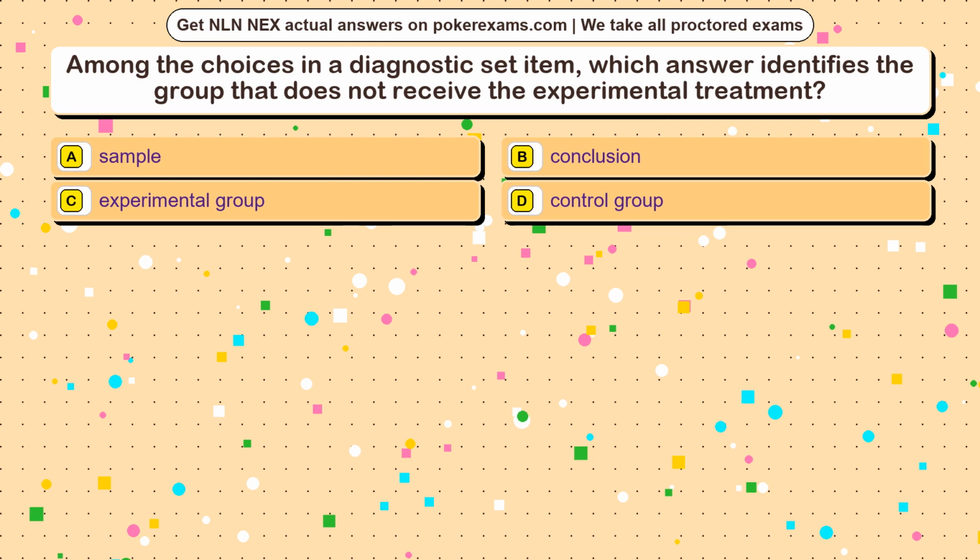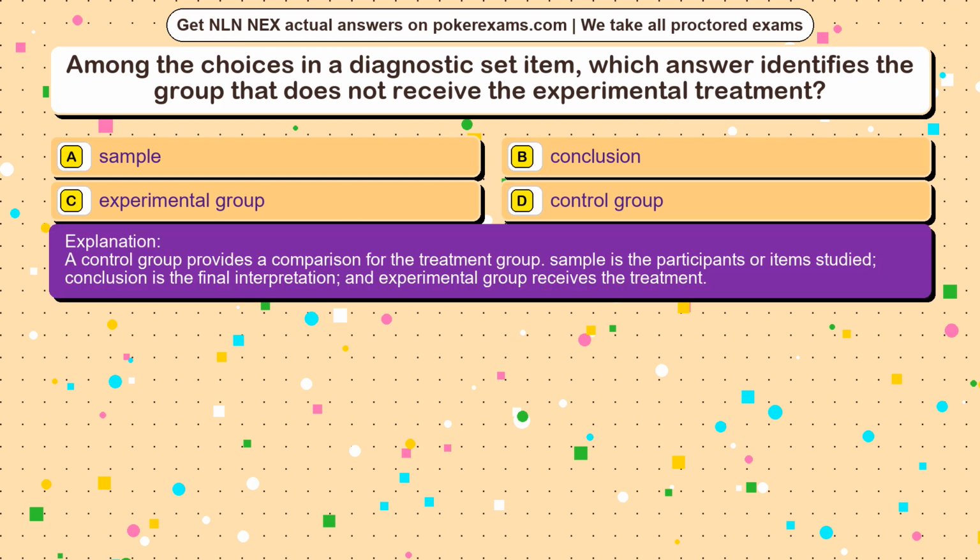The correct answer is option. A control group provides a comparison for the treatment group. Sample is the participants or items studied, conclusion is the final interpretation, and experimental group receives the treatment.